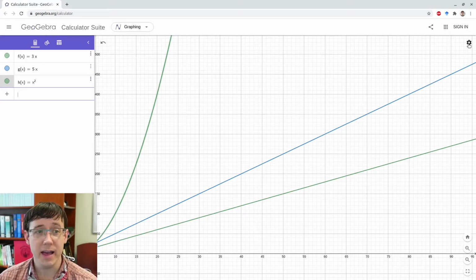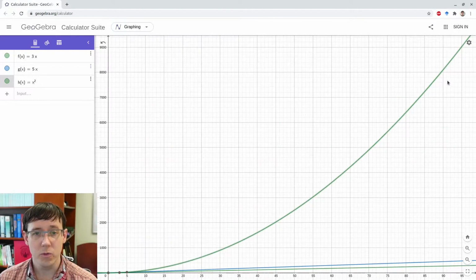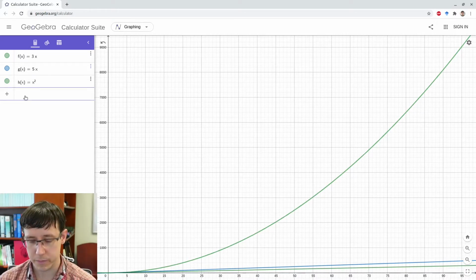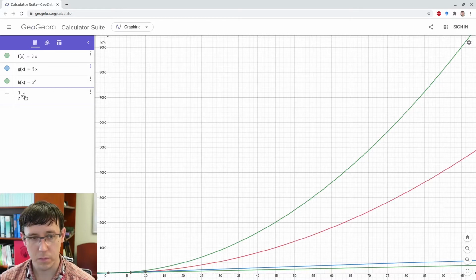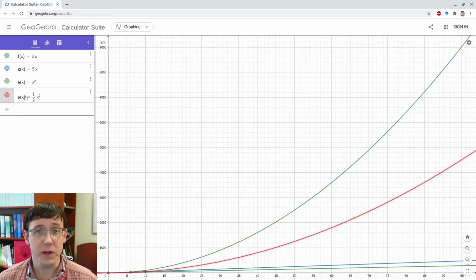If I add the function h of x equals x squared and then rescale the axes, as the input grows, the quadratic function completely dwarfs the linear functions, and the difference between those linear functions seems quite small. Whereas the difference between two quadratic functions with different constants is much less dramatic.